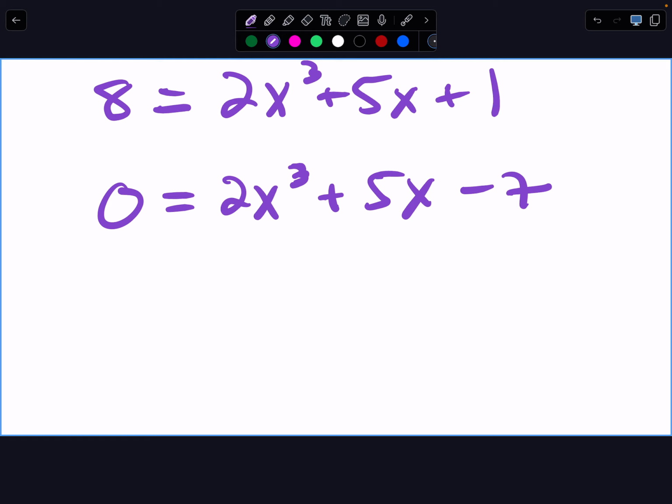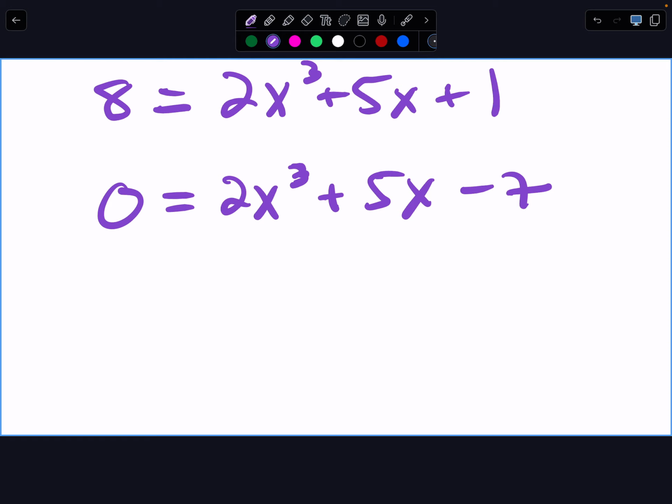I don't think I was introduced to Cardano's formula until my abstract algebra class, like modern algebra class, where you're dealing more with complex numbers. But anyways, you guys do know how to factor this puppy.